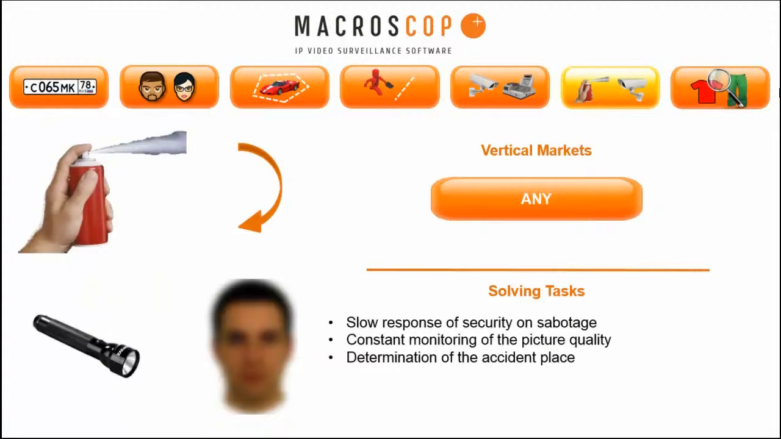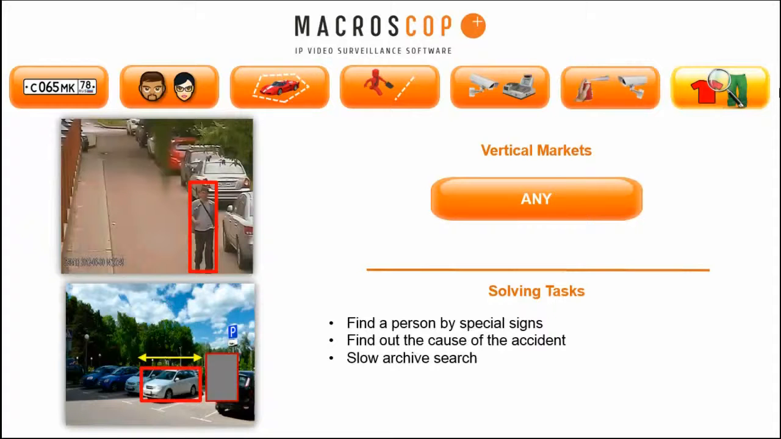Sabotage detection. Sabotage detection allows a fast response to any actions leading to camera signal loss, so a potential crime could be prevented. There are options of detection of covering, redirecting, spraying and blinding of cameras and lens defocusing.